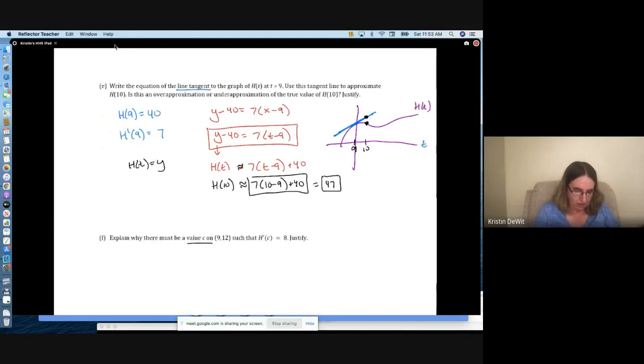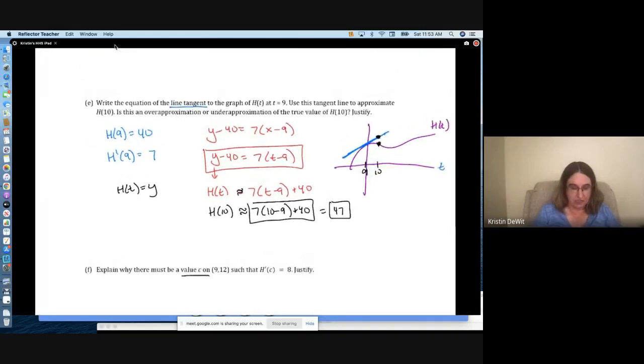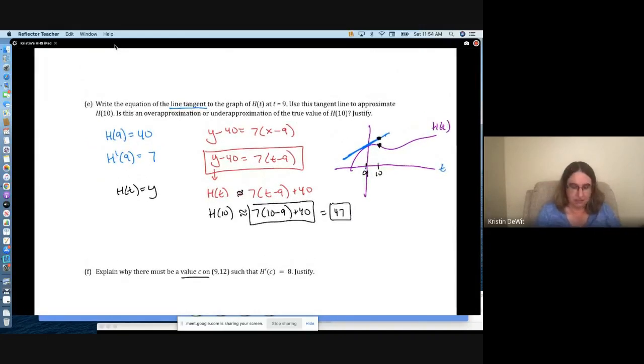Okay, so to determine whether tangent lines are an over approximation or under approximation, we need to know about what? Can somebody type into the chat what we need to consider? How are we going to know if my tangent line is an overestimate or an underestimate?